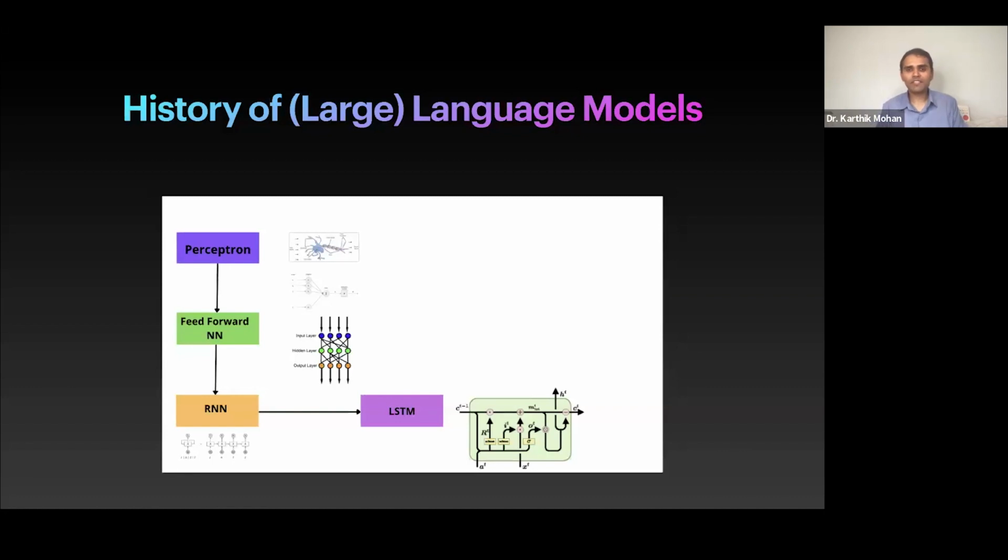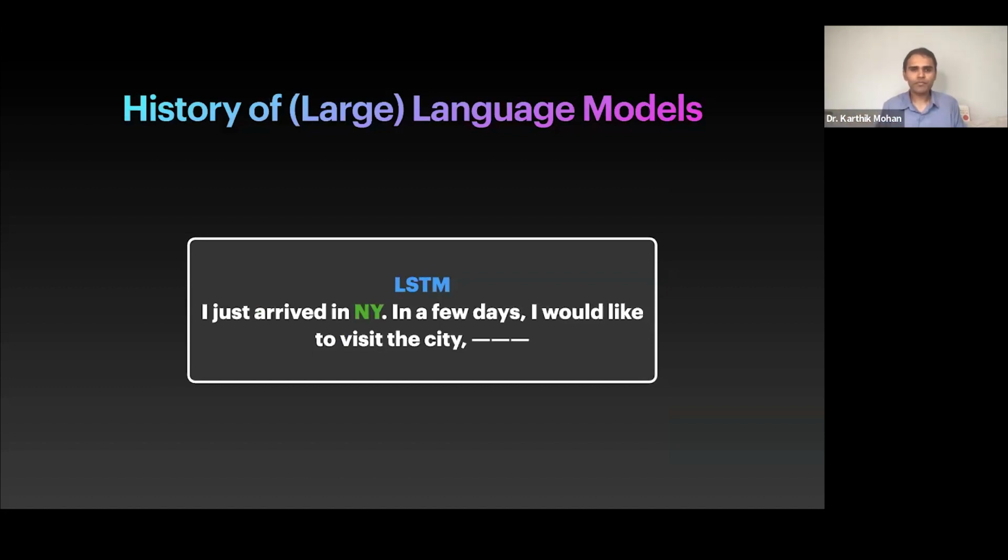And to fix that came LSTM, which is long short-term memory network. And that did a better job than RNN. So now if you asked the same question or same task, I just arrived in New York. In a few days, I would like to visit the city. You would probably say Seattle. So I'm from Seattle. We are all from Seattle. So doing a better job there.